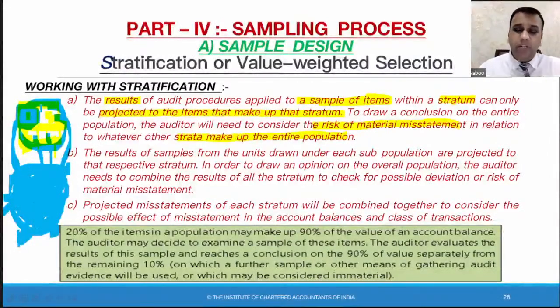Mohammed, it could be objective as well as subjective, depends upon the auditor. It is usually subjective. Yes.